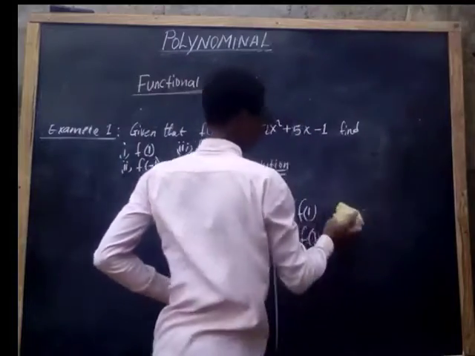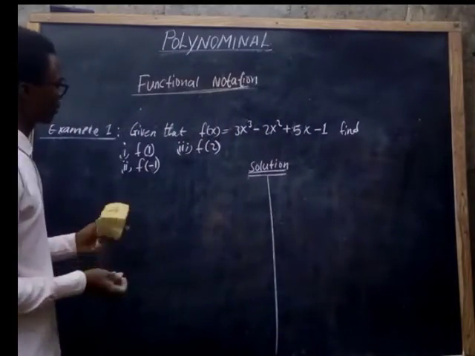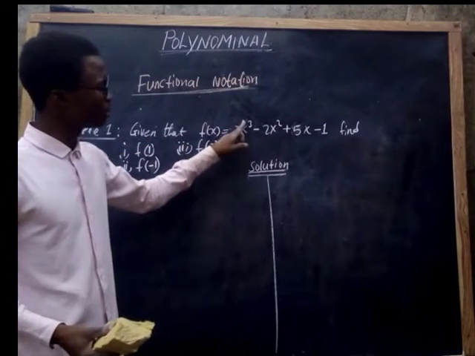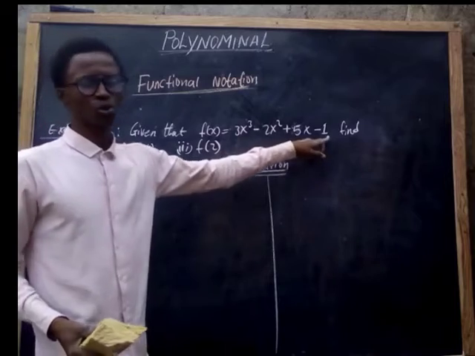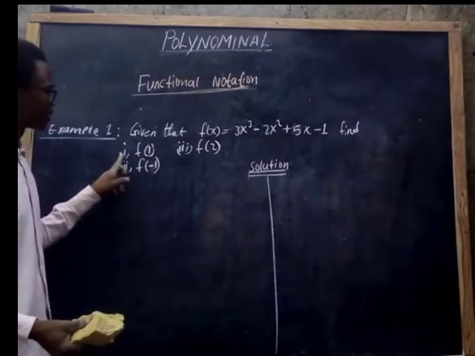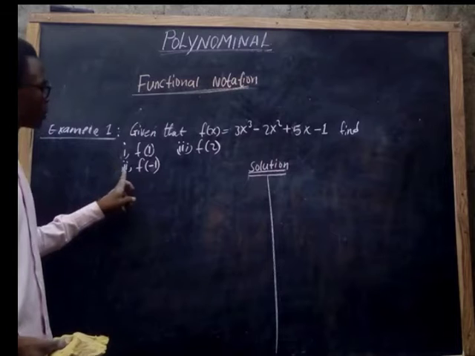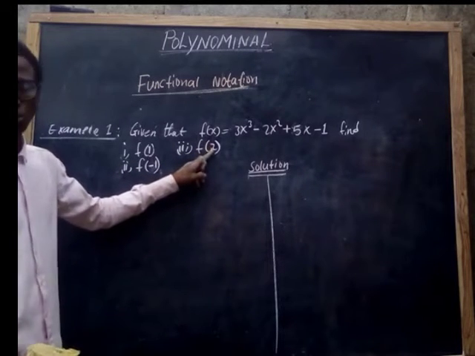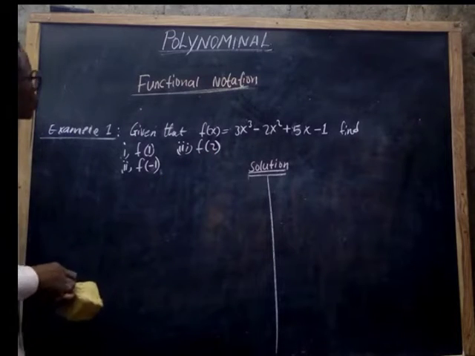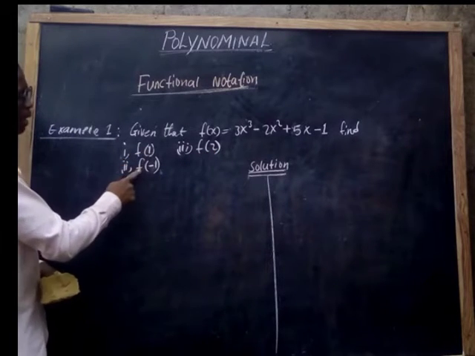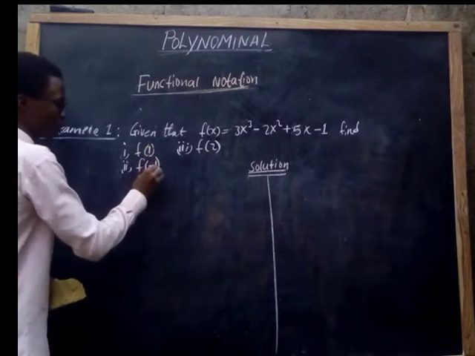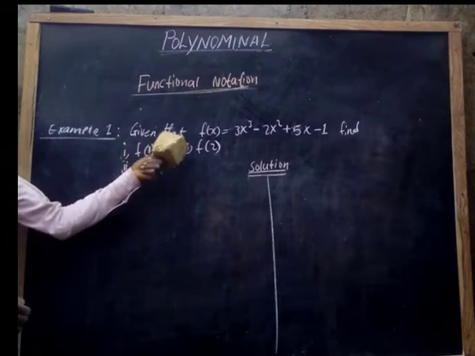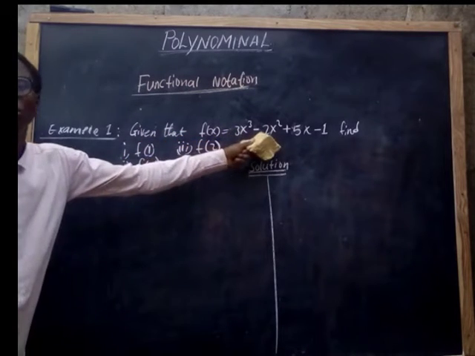So now we start with example 1. Given that f of x equals 3x cubed minus 2x squared plus 5x minus 1. Find: Roman 1, f of 1; Roman 2, f of minus 1; Roman 3, f of 2. So 1, minus 1 and 2 are the values of x at which you want to evaluate the function.